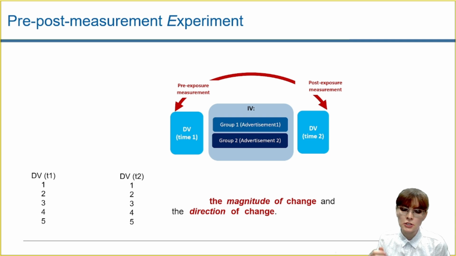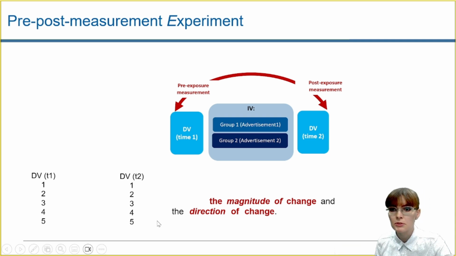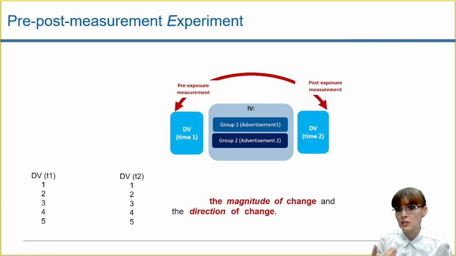How are the magnitude and the direction of change actually captured? Like I said before, we have the dependent variable captured at time 1. This is what T1 stands for. And let's say we measure it on a scale from 1 to 5. We also do the same thing at the second point in time. And it's important that your measures are exactly the same, because otherwise you cannot establish the difference. That sort of makes sense.